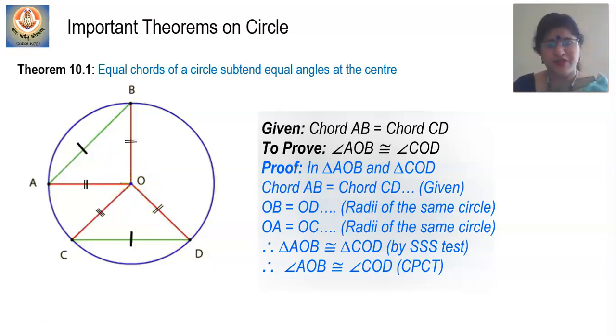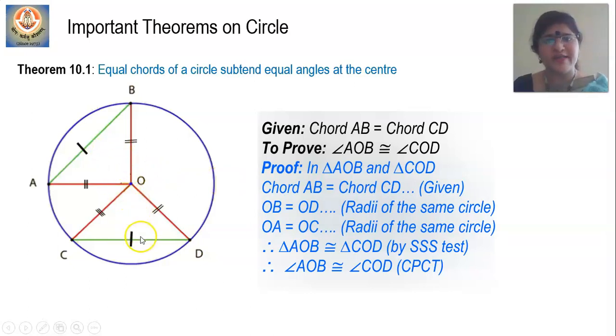Now from this information, what do you think is given? Equal chords of a circle. So it is given chord AB is equal to chord CD. What you have to prove? They subtend equal angles at the center. That means they form equal angles at the center. So the theorem is divided into few parts. You write down first what is given, then you write down what you need to prove, and then we begin with the proof. Now look at these two triangles.